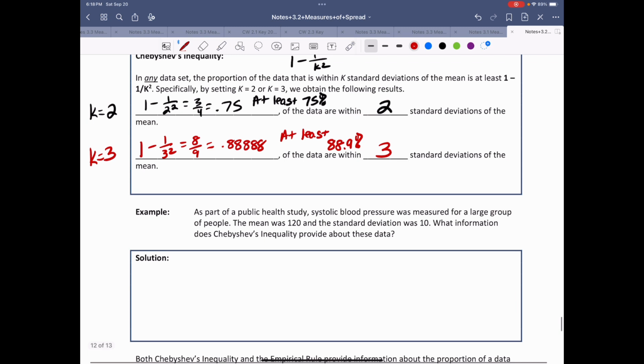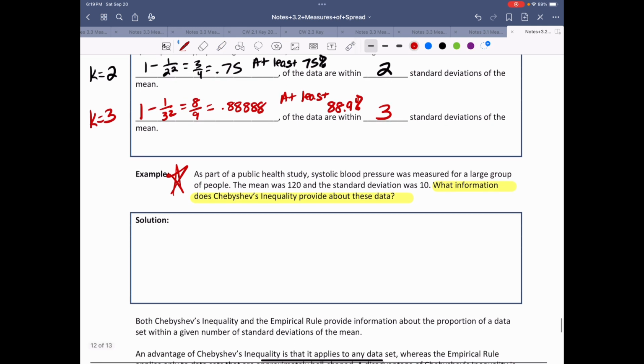Now, I want you to read this example, and once you've read it, I want you to note at the end that it tells you to use Chebby. Even if it did not tell you to use Chebby, you would have to use Chebby because this problem does not say bell-shaped. All right, so what I'm going to do, it says the mean is 120 and the standard deviation is 10. I'm going to go 1, 2, 3, 1, 2, 3.